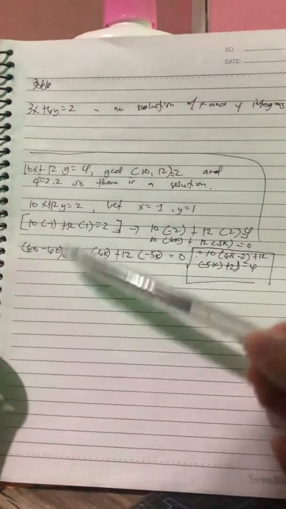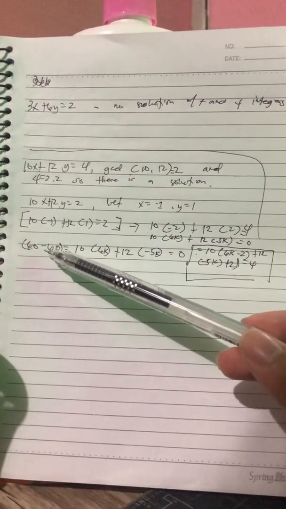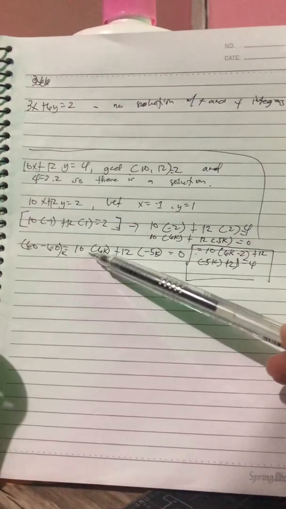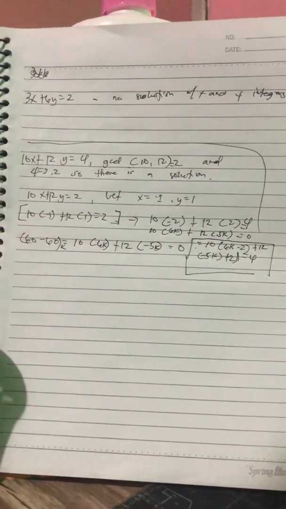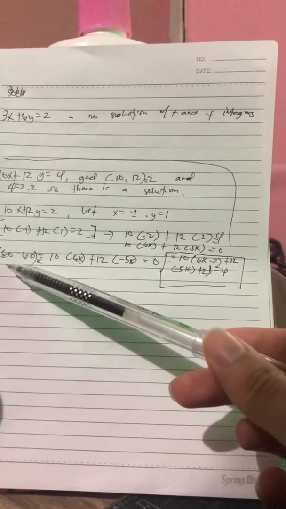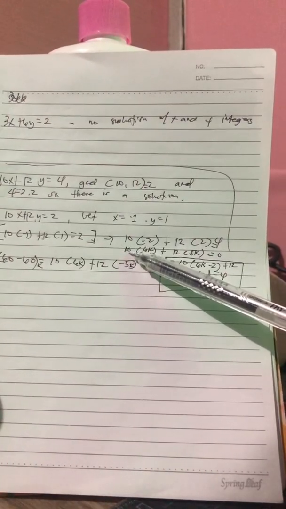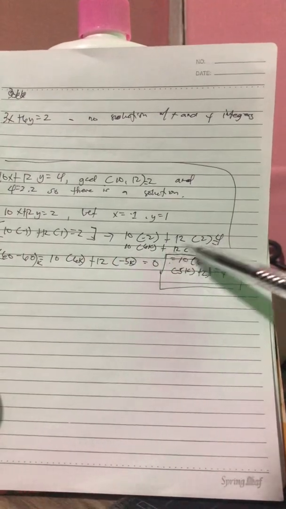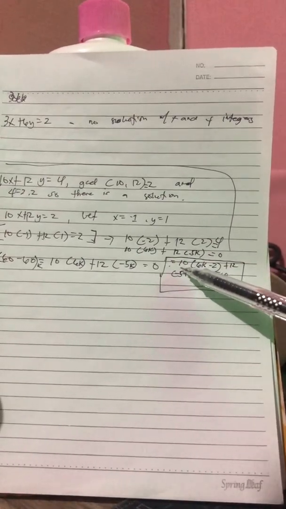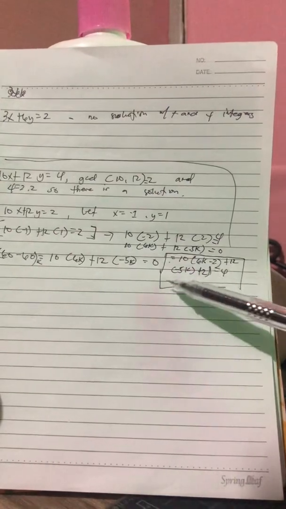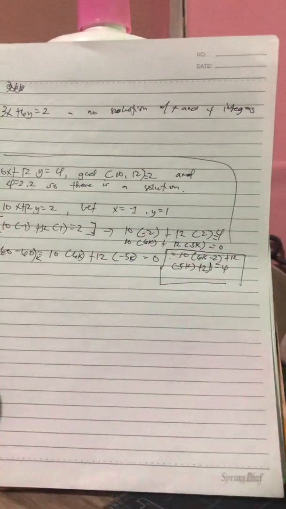multiply it by k, and I add k here. 60k minus 60k is equal to 0. Then 10 times 6k plus 12 times negative 5k is equal to 0. I take this equation in here, and the answer is 10 times 6k minus 2 plus 12 times negative 5k plus 2, then equal to 4.